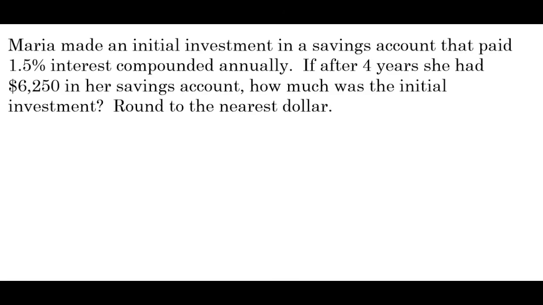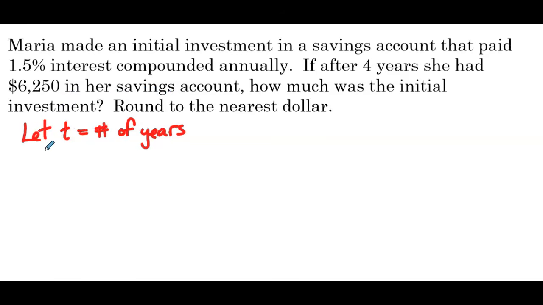Maria made an initial investment in a savings account that paid 1.5% interest compounded annually. If after 4 years she had $6,250 in her savings account, how much was the initial investment? Round to the nearest dollar. Okay, so first thing, let's define our variable. So let t be equal to number of years. Compounded annually is just a way to let us know that they're calculating the interest, the growth on the account every year. Okay, so compounded annually is calculated each year.